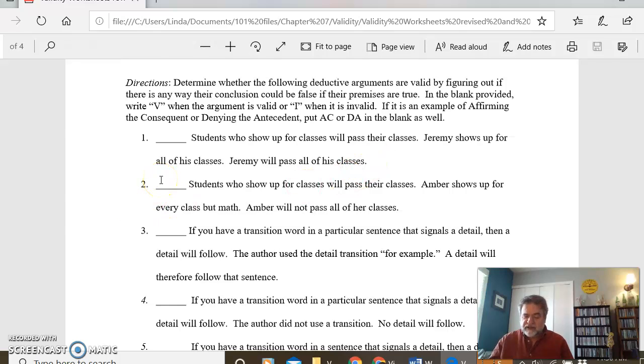Number 2, again, it's the only condition given. Students who show up for classes will pass their classes. Amber shows up for every class but math. She will not pass all her classes. That is denying the antecedent. We're denying showing up for classes. And that's bad logic. All it's saying is that if you show up, you'll pass. It's not saying if you don't show up, you won't pass.